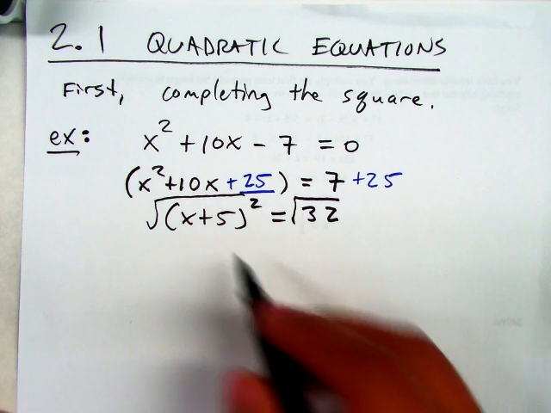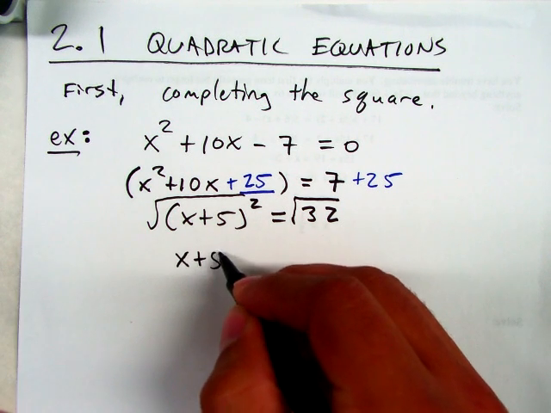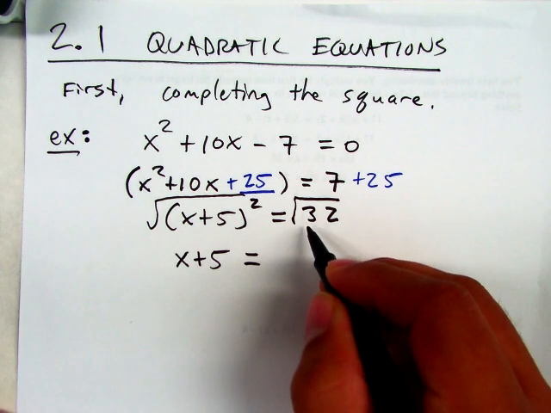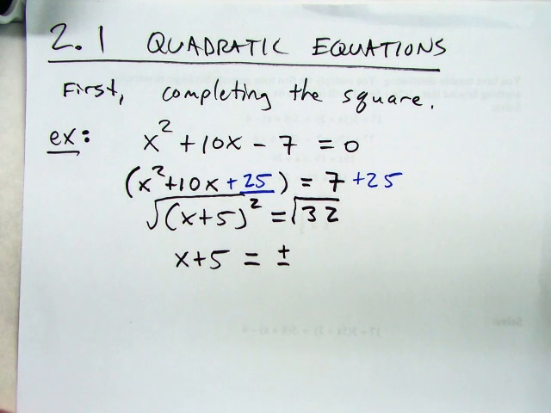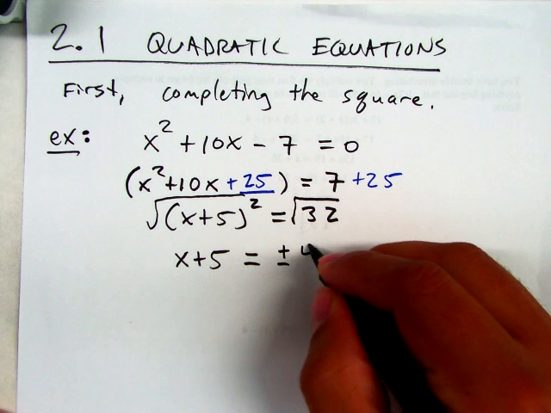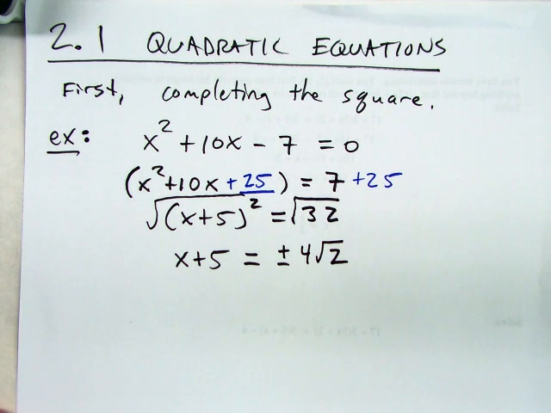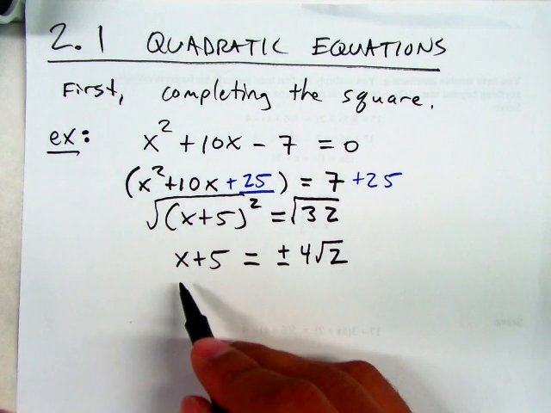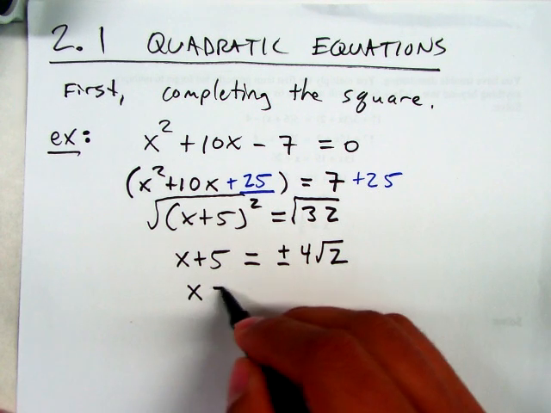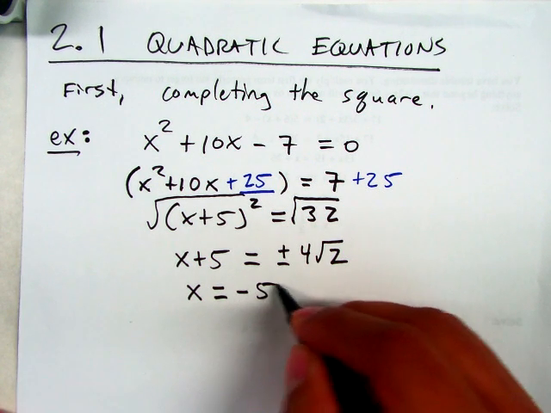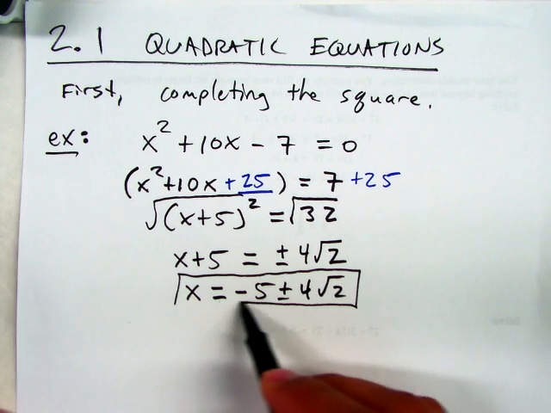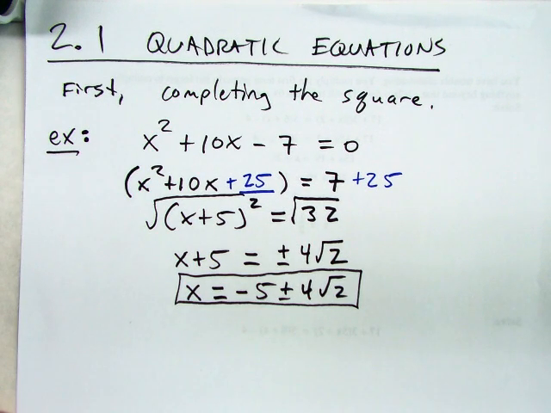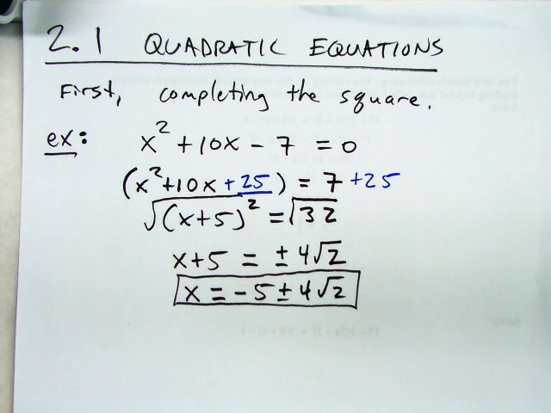So then on the left, I get x plus 5. On the right, when you square root both sides, we get what? Plus or minus. And Patrick, you're right. 32 reduces to 4 root 2. And then what's the last thing I do if I want to get x alone? Subtract 5. So negative 5 plus or minus 4 root 2. So there are the solutions. We didn't have to factor it, and we didn't use the quadratic formula. We just completed the square, and there they are. Okay. Any questions on how we got that?